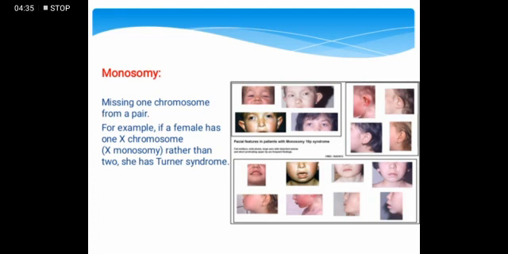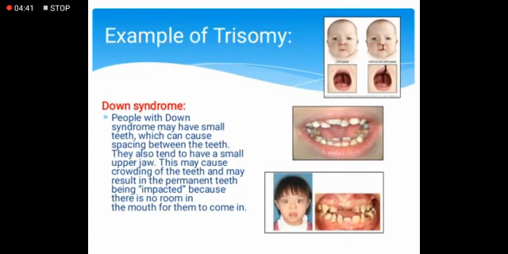In this diagram, you can see different appearance or facial features in patients with monosomy. Examples of trisomy. Down syndrome. People with Down syndrome may have small teeth, which can cause spacing between the teeth. They also tend to have a small upper jaw. This may cause crowding of teeth and may result in permanent teeth being impacted because there is no room in the mouth for them to come in. In the second diagram, you can see crowding of teeth.